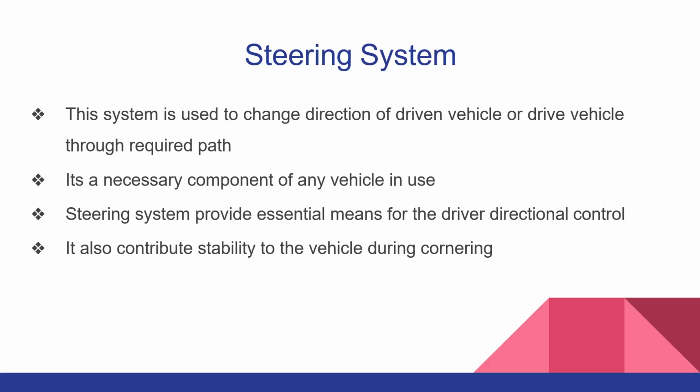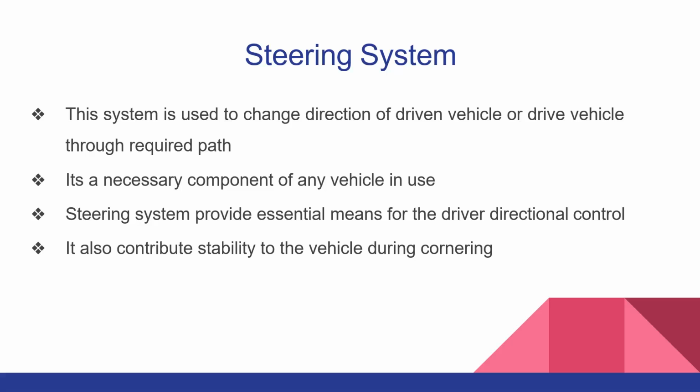So we all know that while driving cars we use a steering, and the steering of the car or any automobile is used to steer the vehicle or to move the vehicle in the desired direction. So if you want to take a turn to move to the left or to the right, or even if you want to go straight, we need to use the steering. So the steering system in an automobile is used mainly to change the direction of the vehicle, and we use the steering system to drive the vehicle through the desired path.